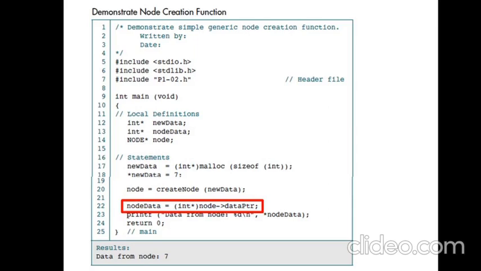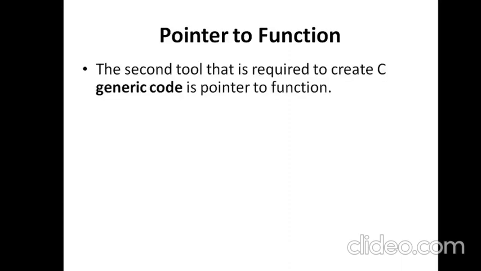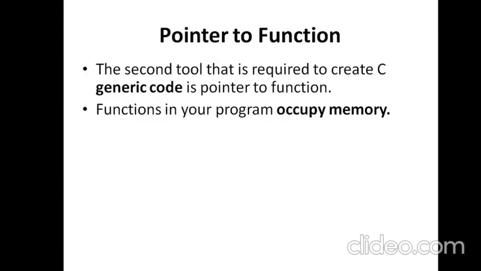So this is exactly the statement where we are assigning the data. One more generic implementation available in C is pointer to function. So the second tool that is required to create generic code in C is pointer to function.